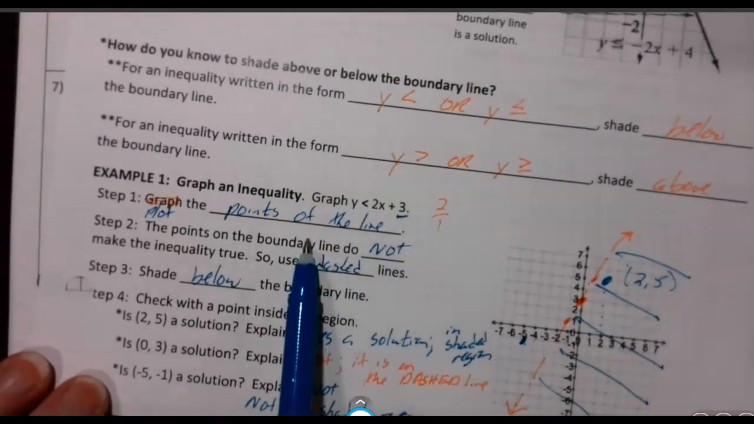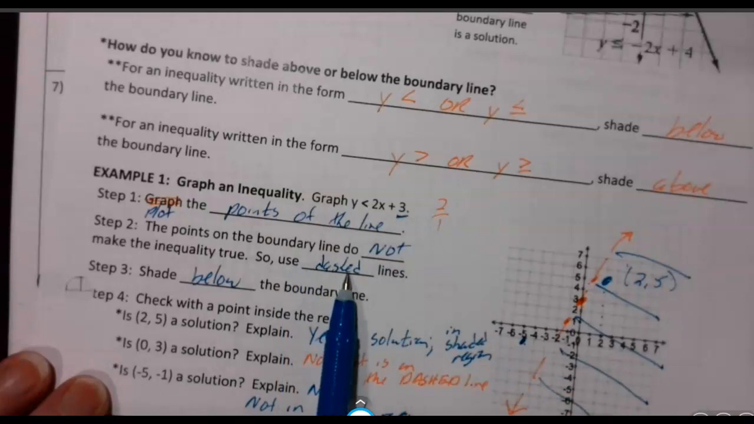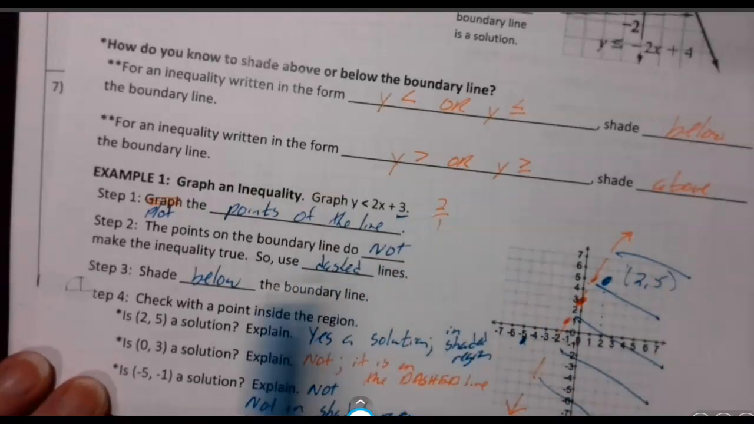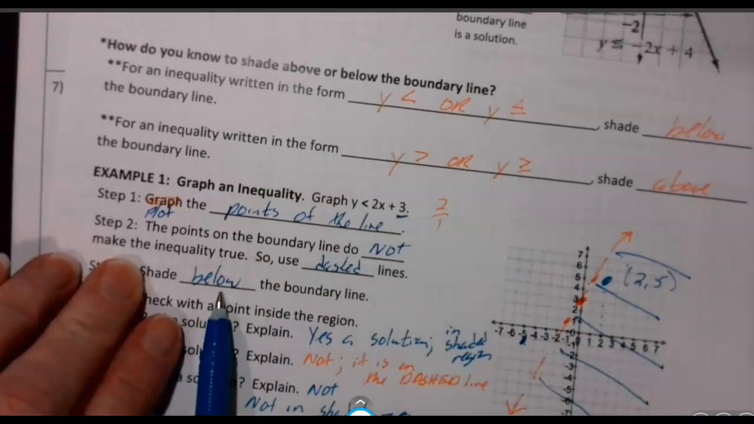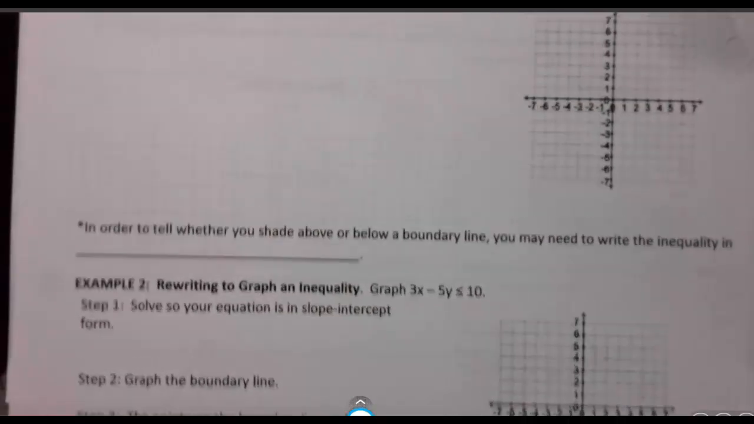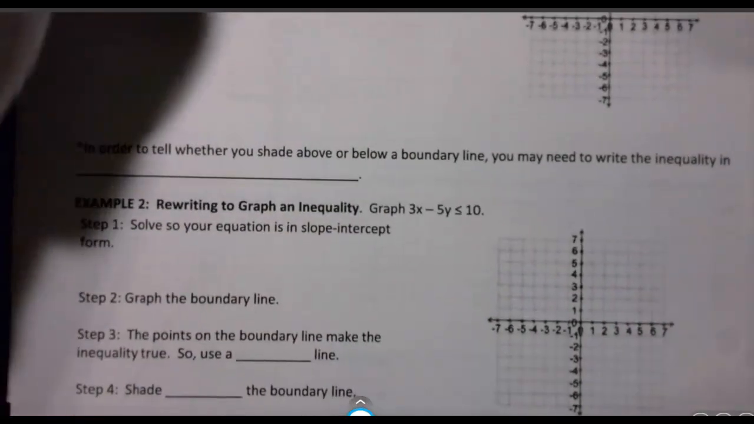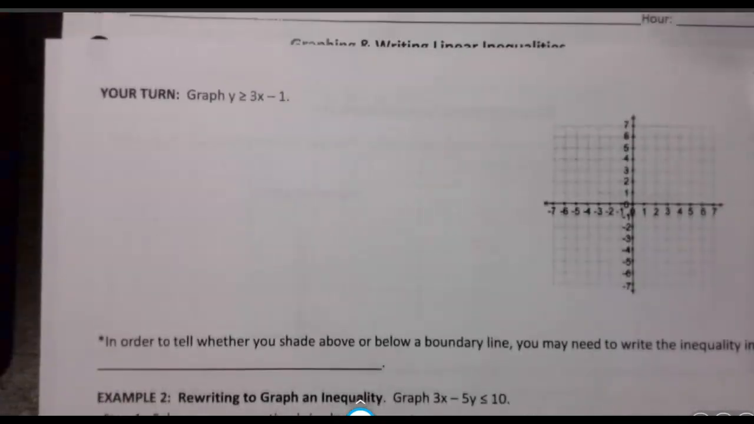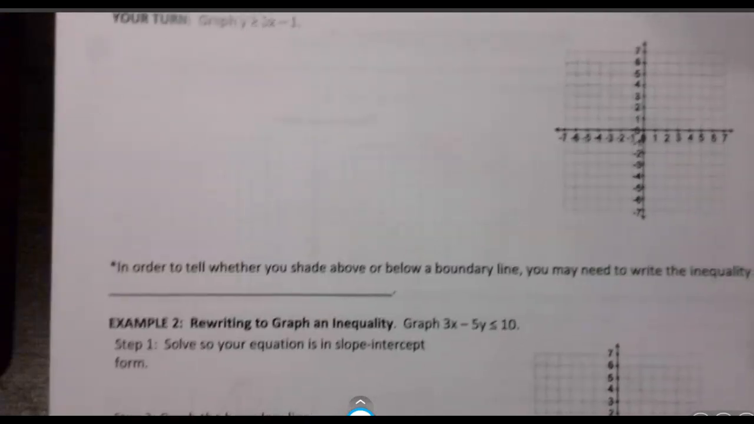But if you ever get confused, what am I supposed to do? This kind of steps you through it. Plot the points. Decide if it's dashed or solid. Okay, graph the line. Then decide where I shade above or below the line. Okay. Here we go. We're going to graph this one. You're going to try it. Okay. You're going to pause your video right now. And you're going to graph this line.